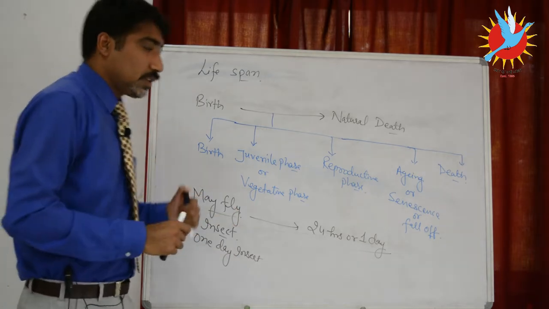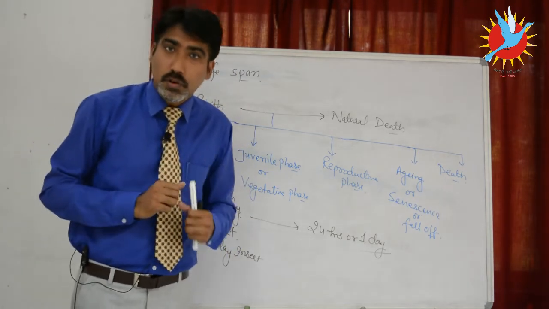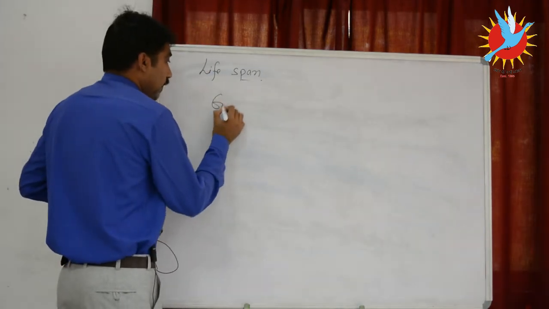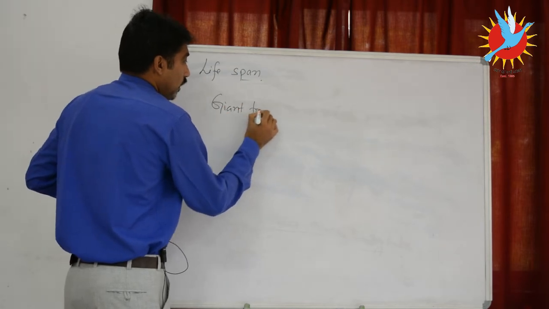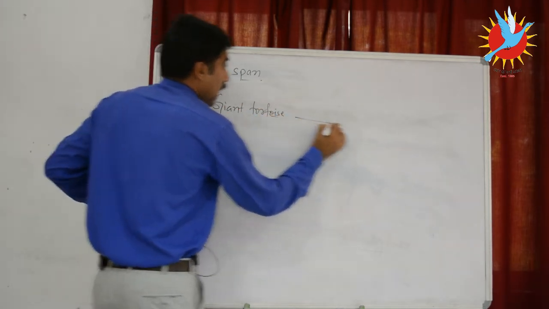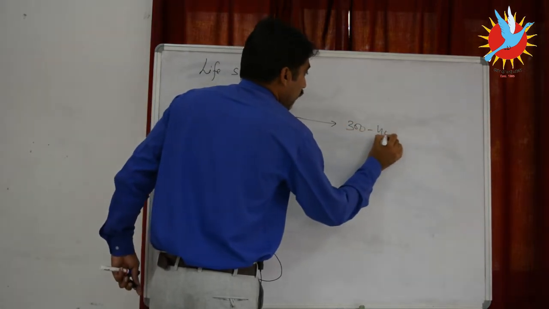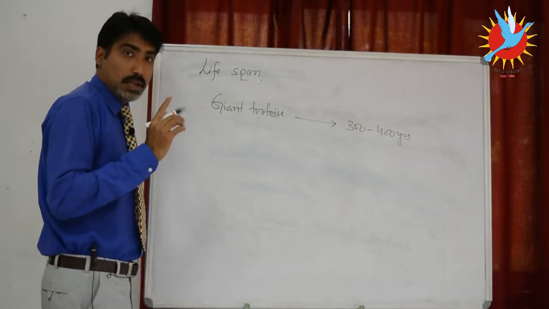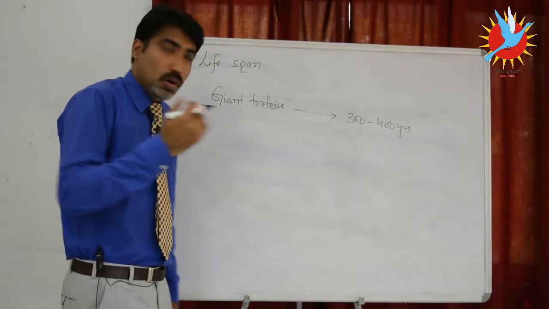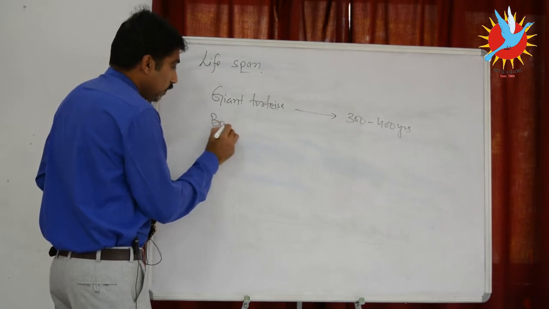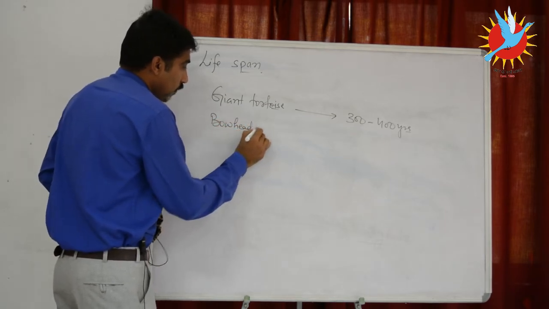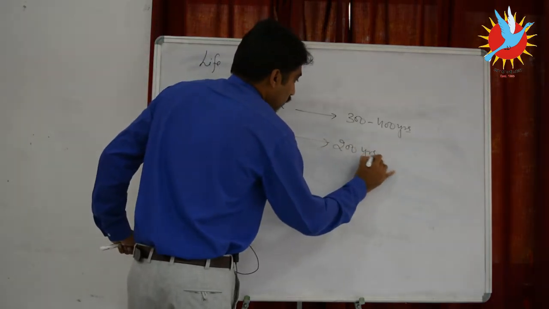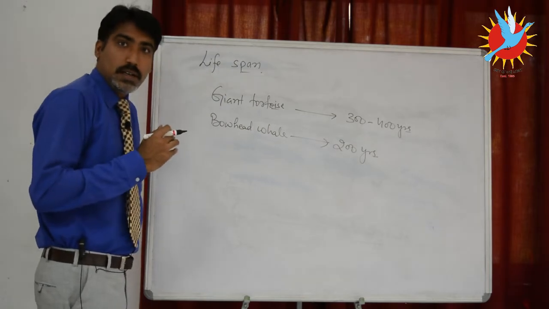Let me discuss the lifespan of a few long-lived individuals. You will be amazed to know that the lifespan of a giant tortoise is around 300 to 400 years. Let me discuss one more organism, the bowhead whale. It can live up to 200 years.